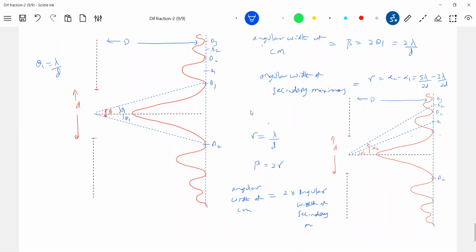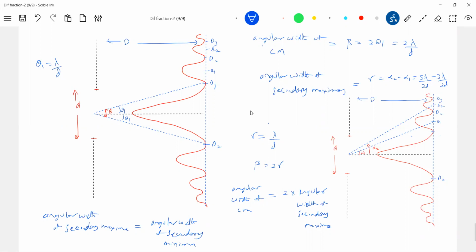In case of interference, what will happen? All maxima, central maxima or any maxima, will have the same width, but here it will be different. So the width matters here. And what about the minima? They will be the same. The angular width of secondary maxima or minima, both will be the same. So I'll write it separately here. The angular width of secondary maxima is in fact equal to the angular width of secondary minima. Okay, this is all about how to get the positions.